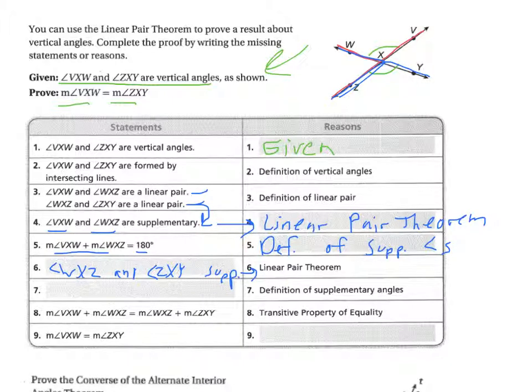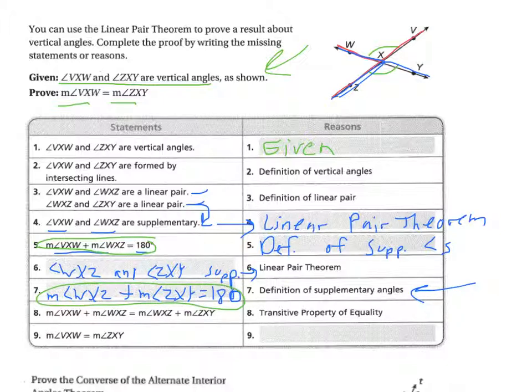And if they're supplementary, then their sum is 180 degrees using the definition of supplementary angles. Now, notice these two were both equal to 180. Therefore, if they're both equal to 180, they're equal to each other using the transitive property. Remember that if A equals B and B equals C, then A equals C.